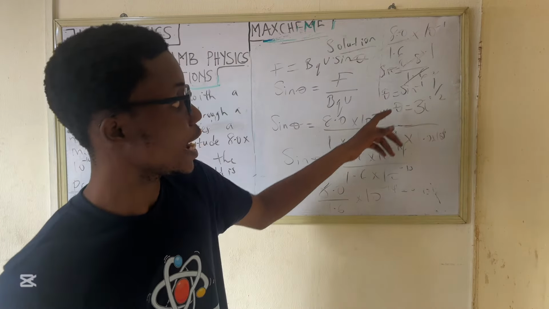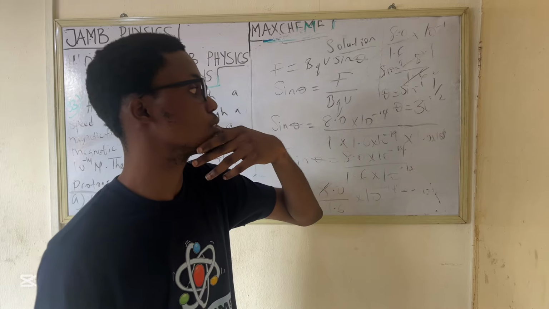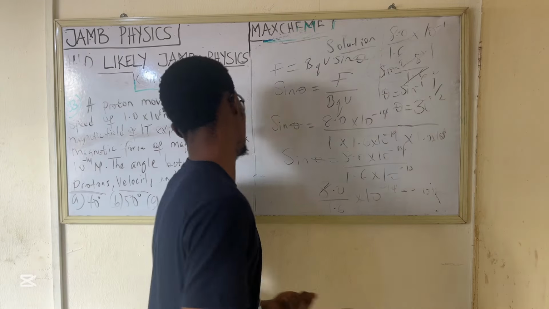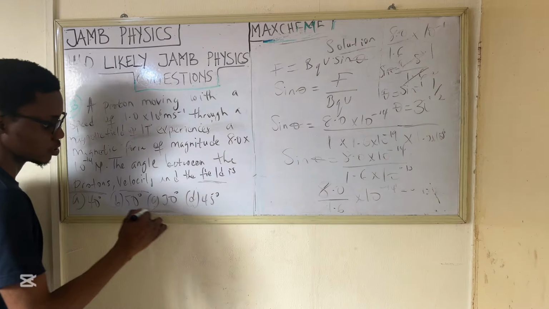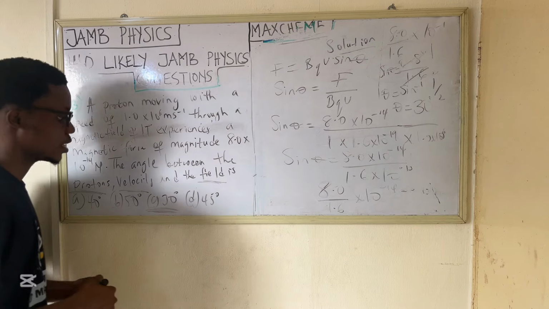So sine inverse of 1 over 2 is 30 degrees. So the correct answer to this is C, 30 degrees.